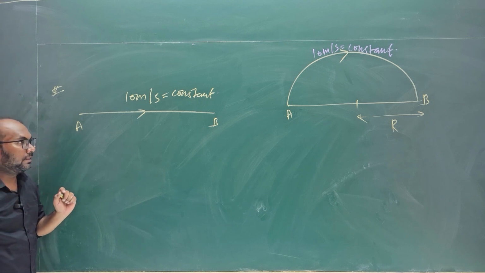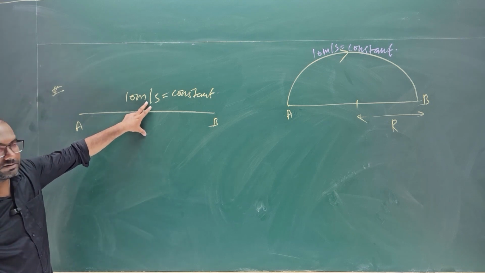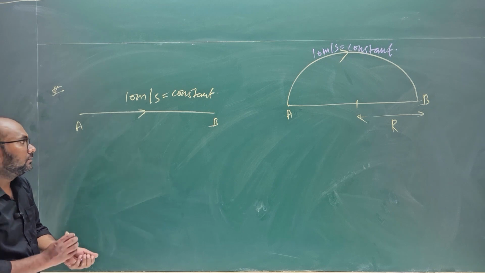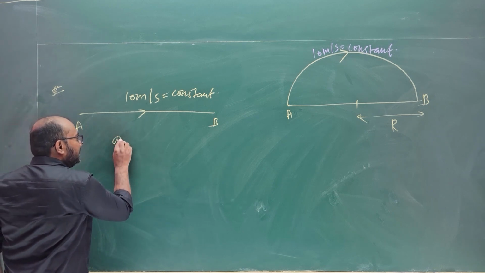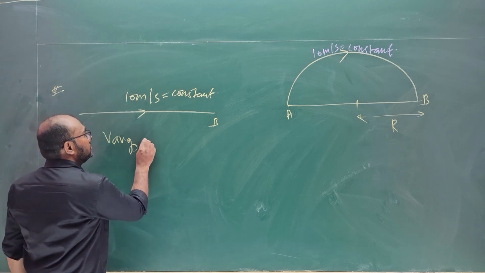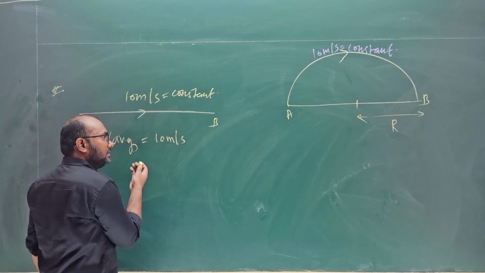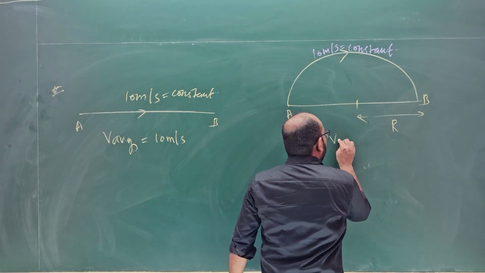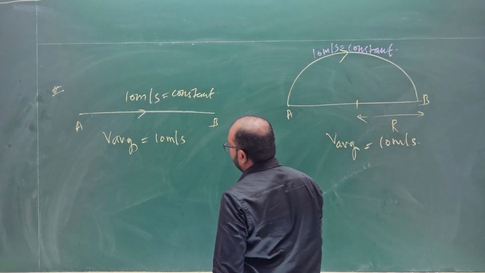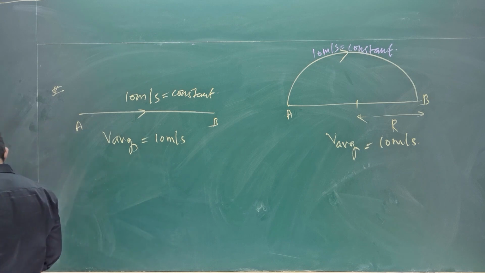If a body is moving with constant speed, in any direction, in any form, then the average speed will also be 10 meter per second in this case, and it will be the same in this case. I got my point. Okay, next thing.